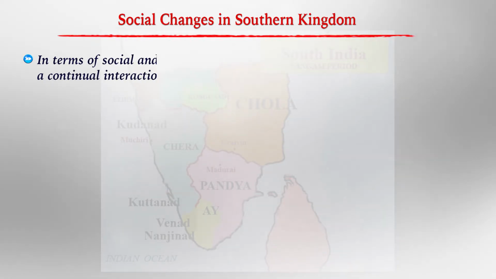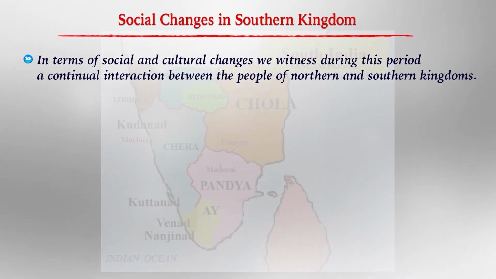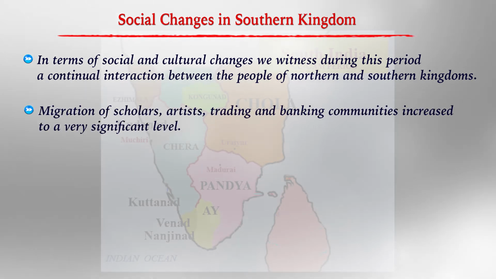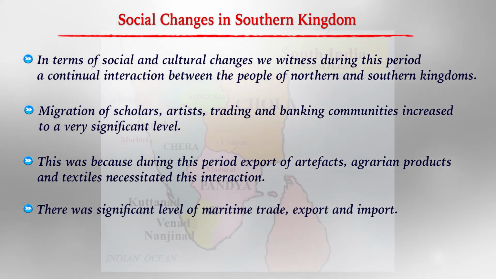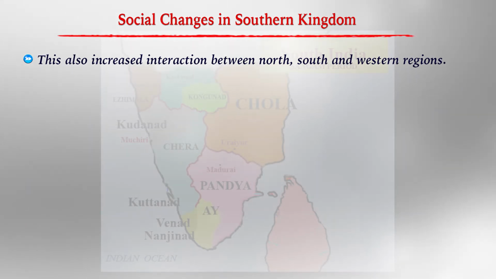Now let us understand the social changes in Southern Kingdom. In terms of social and cultural changes, we witnessed during this period a continuous interaction between the people of Northern and Southern Kingdom. There was a migration of scholars, artists, trading and banking community which increased to a significant level. It was due to this period that we have a lot of export of agrarian products and textiles. There were a lot of maritime trade activities, export and import. This also increased interaction between north, south and western regions.